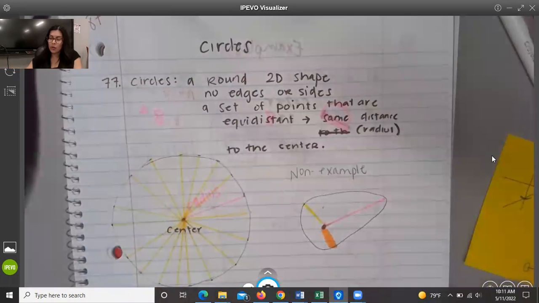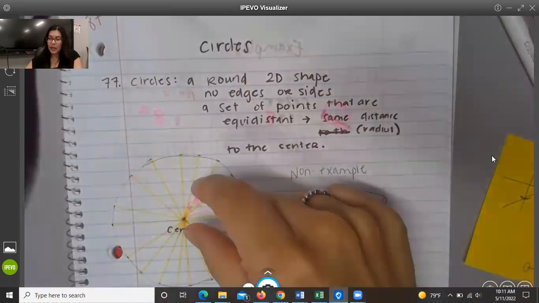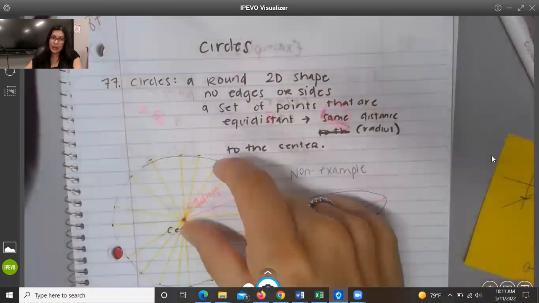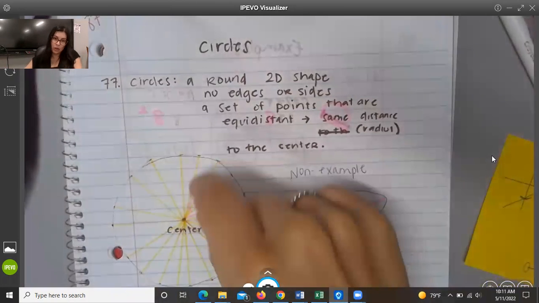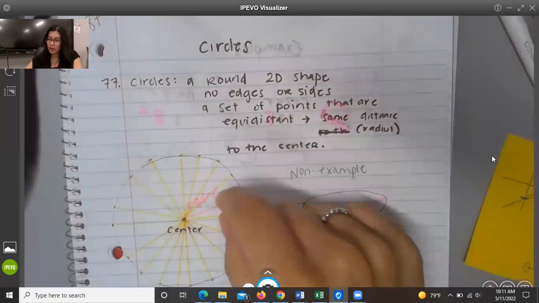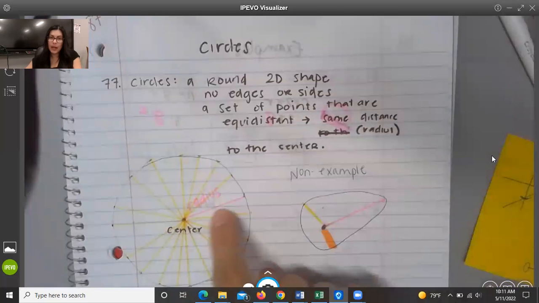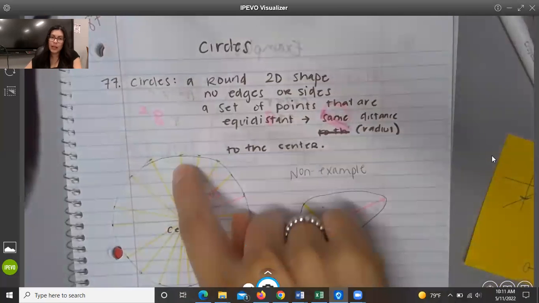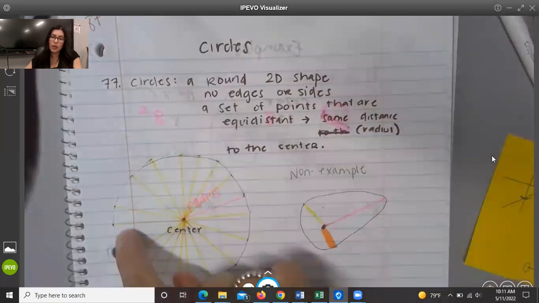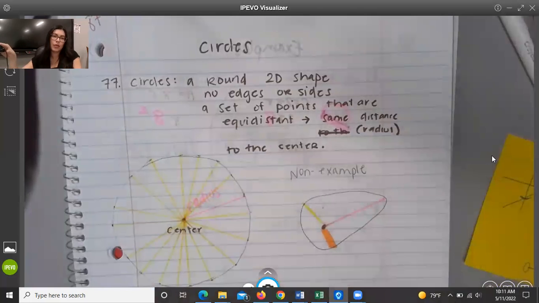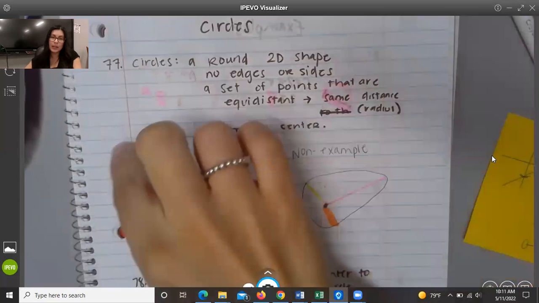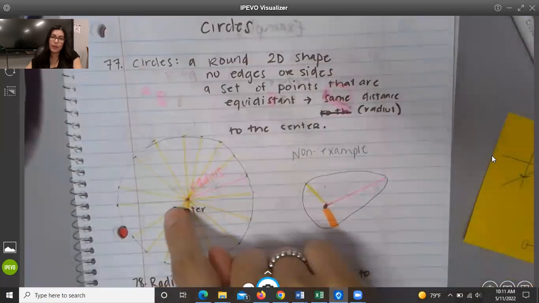What it is, you've got a center, and a circle is made by a set of points that are equidistant. That means the same distance from the center to any point on the circle. So what I did was, here's my radius, this pink segment, and then I made all of the yellow ones the exact same distance, the same size as the pink one. And then you can see the points, I connected them, and now I have a circle. So all these points are the same distance, this yellow piece, from the center.